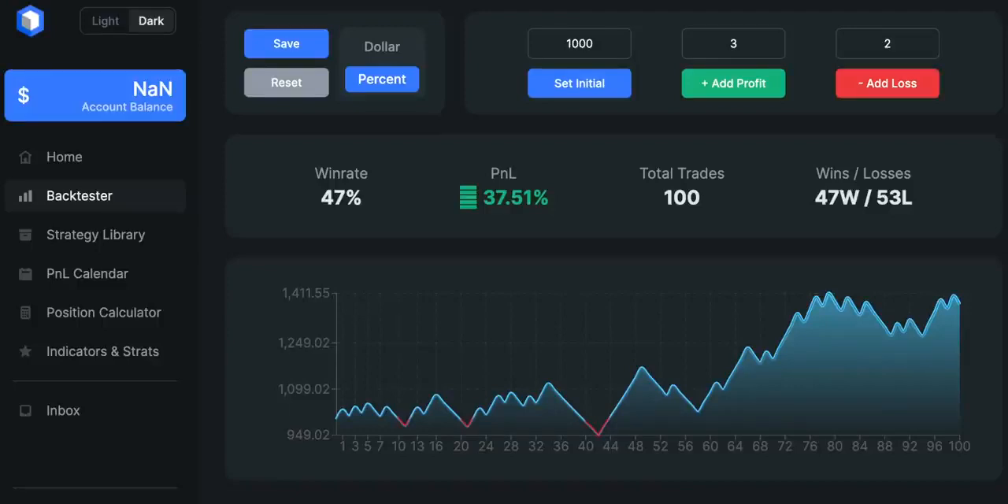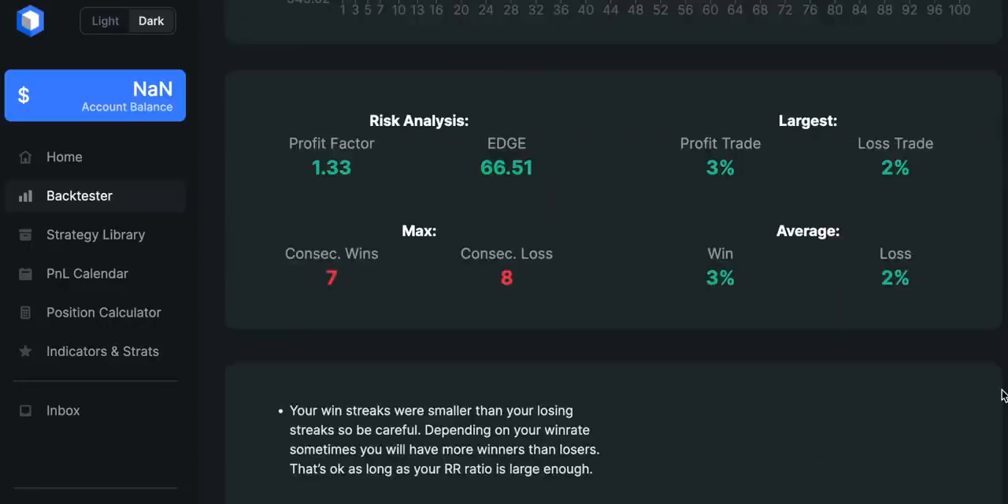I mean, you can get way better results just by using free strategies I've already showed you on this channel. We see the equity curve does not look consistent, we did have some serious drawdowns here and there. Our profit factor is only 1.33 and we had 7 consecutive wins against 8 consecutive losses.